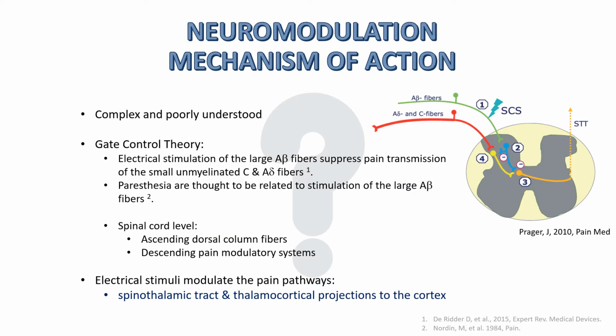The mechanism of action is complex and poorly understood, but rests on the gate control theory, which states the electrical stimulation of the large A beta fibers suppress pain transmission of the small unmyelinated A delta and C fibers. Stimulation of the large A beta fibers are thought to produce the paresthesias. The modulation is thought to occur at the spinal cord level in the ascending dorsal column fibers and the descending pain modulatory system.